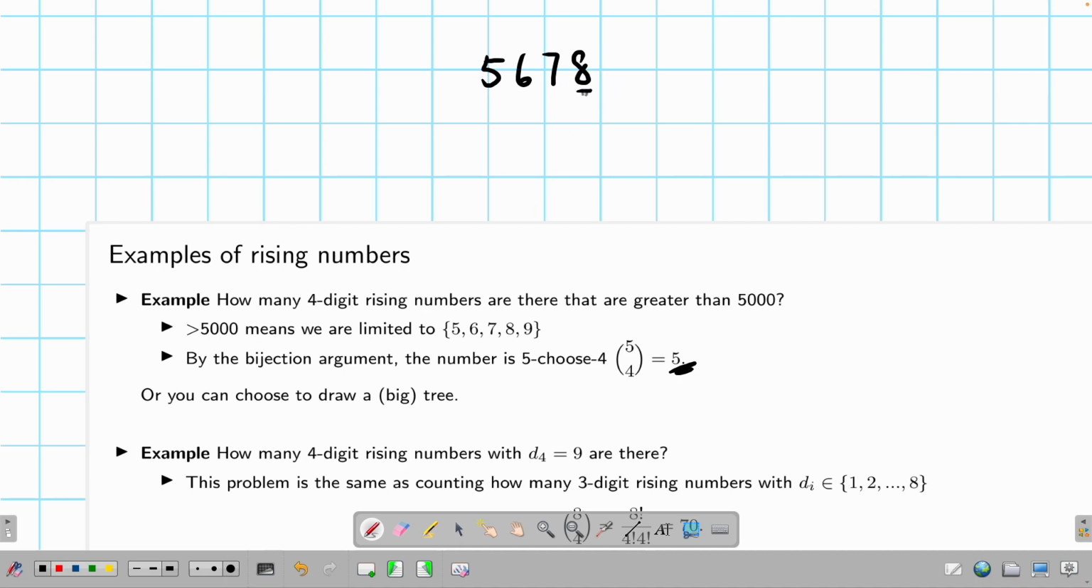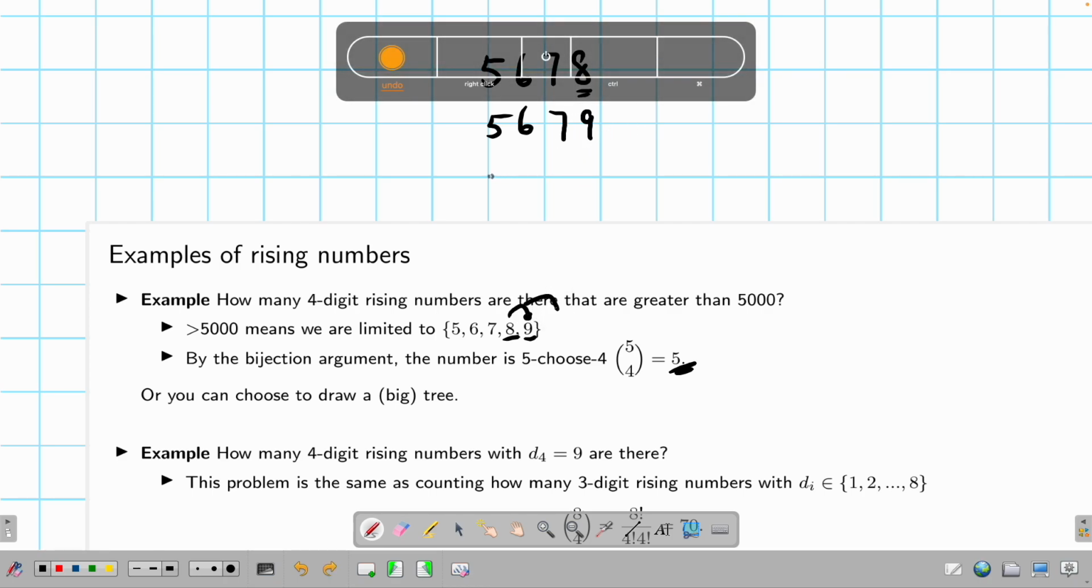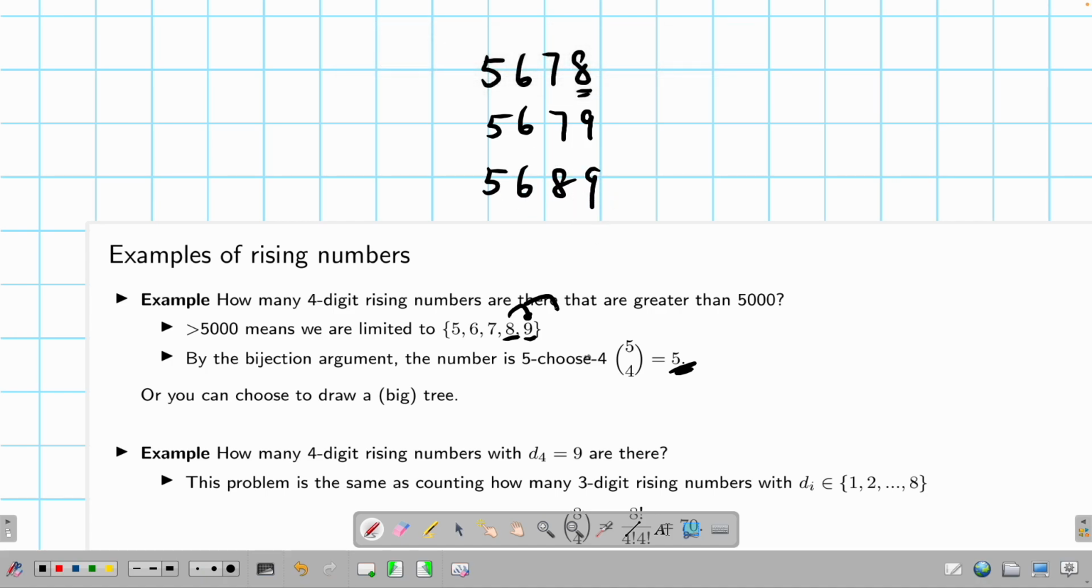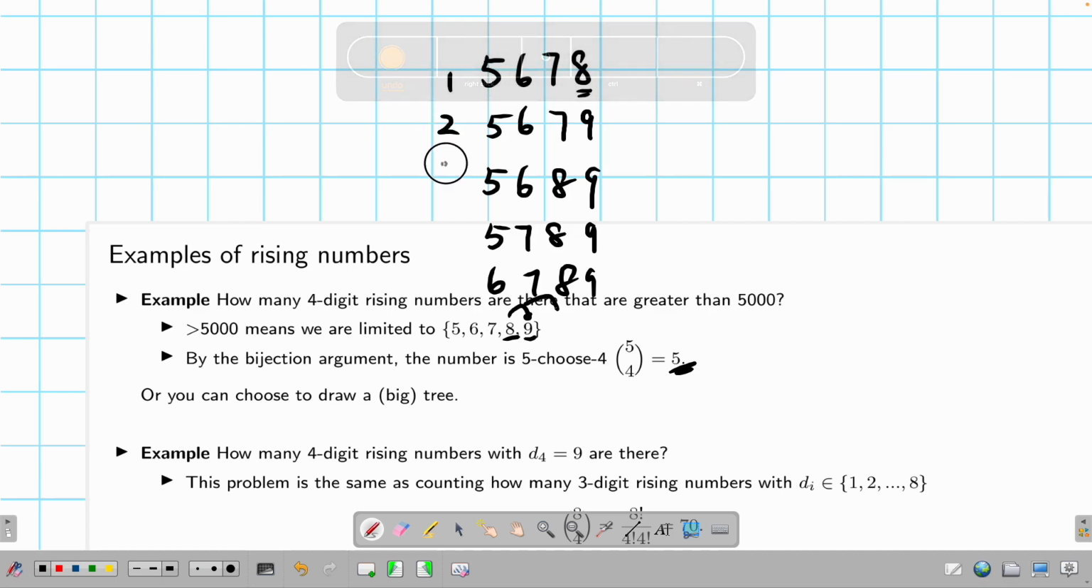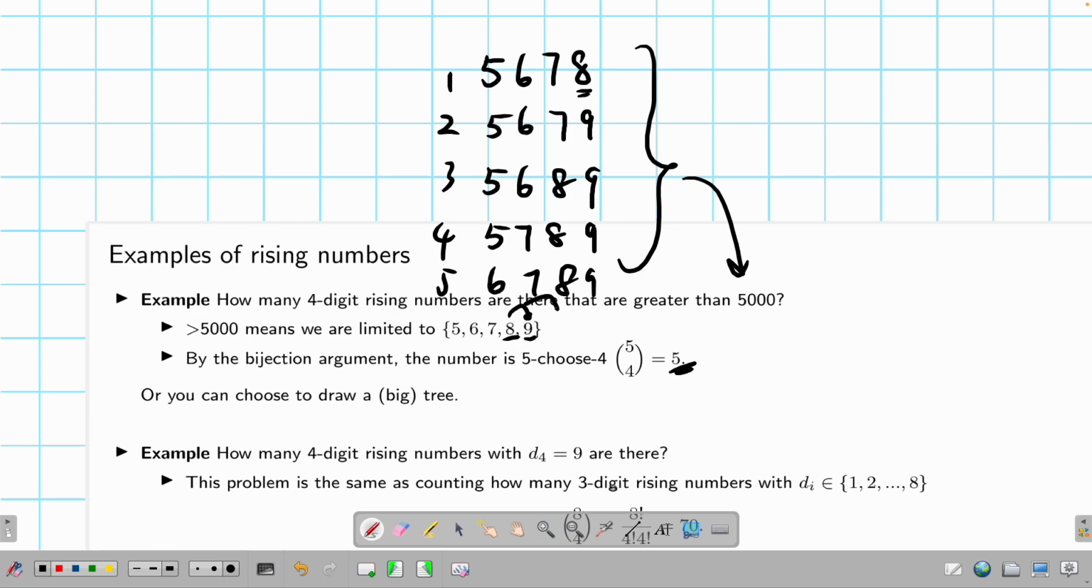What's next? We just change the last guy. So 5, 6, 7, and the next one is 9. Can we move on? 9 cannot go on, so we change the previous one. So we have 5, 6, 8, 9. Can we go on? No, because this is the end, so we change the second guy: 5, 7, 8, 9. Can we go on? No, so we change the first guy: 6, 7, 8, 9. Can we go on? No, that's the end. So these are 1, 2, 3, 4, 5, all the 4-digit rising numbers larger than 5,000.